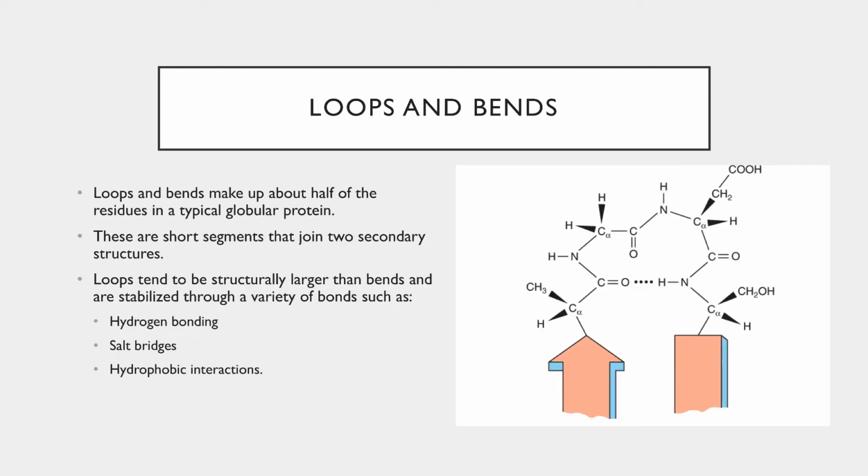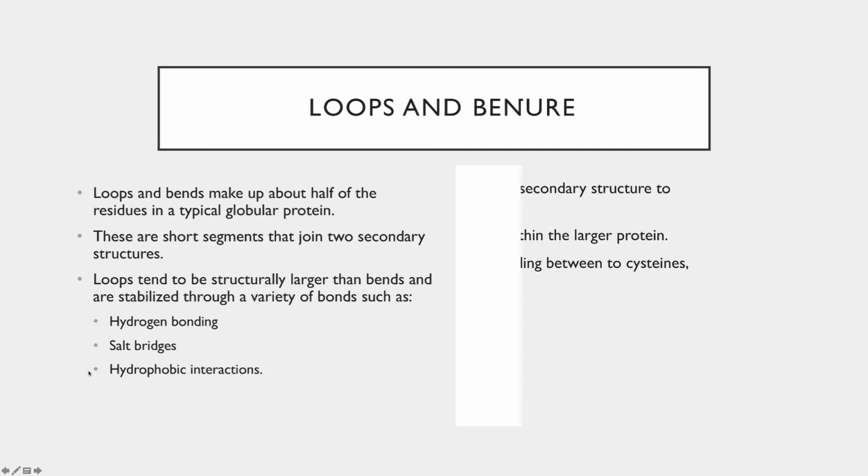Loops and bends make up about half of the residues in a typical globular protein. These are short segments that join 2 secondary structures. Loops tend to be structurally larger than bends and are stabilized through a variety of bonds such as hydrogen bonding, salt bridges, and hydrophobic interactions.